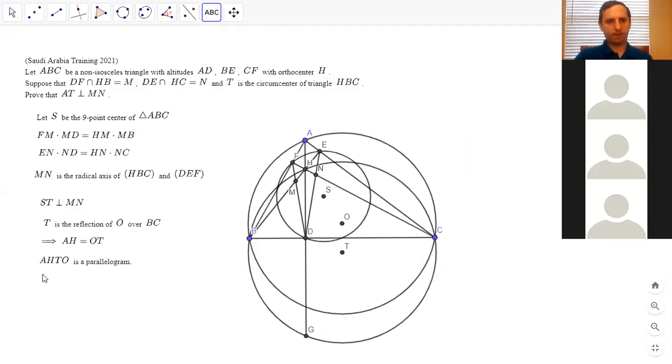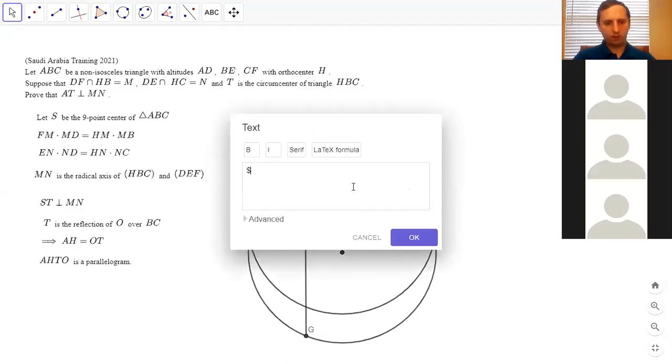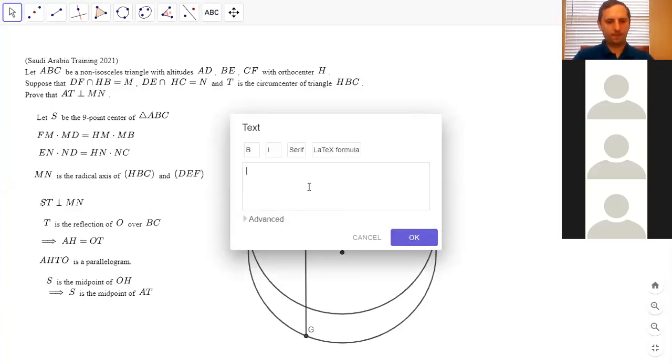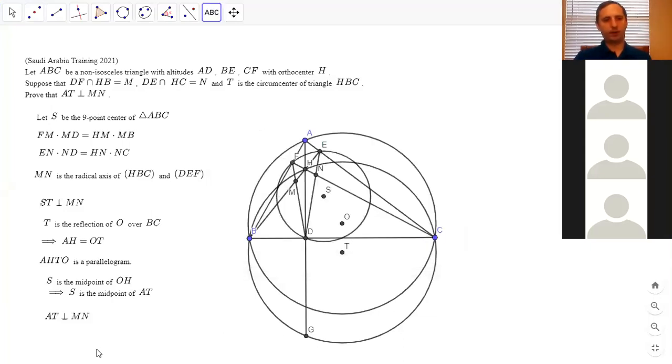So yeah. And then from there, we have AT is perpendicular to MN. I think we had to do this last step. I don't think there's any shortcut, but I don't know. All right, so I'm going to move on to the next one.